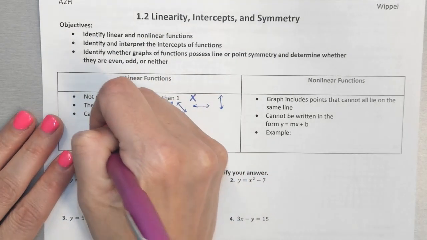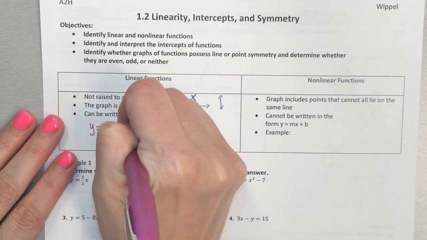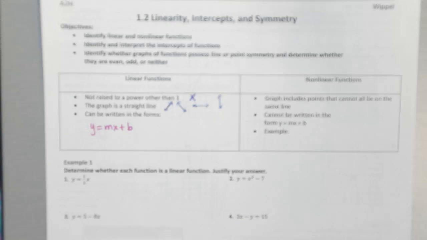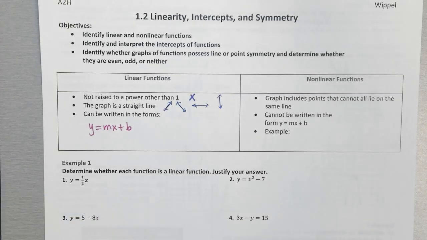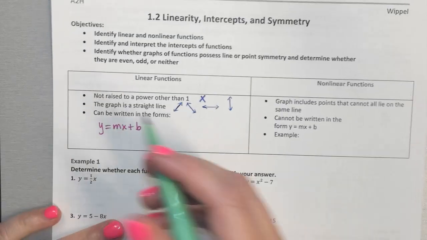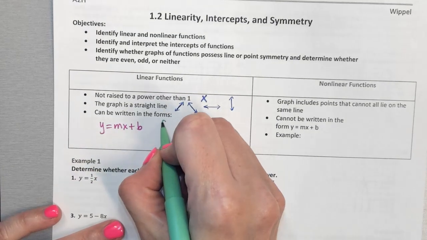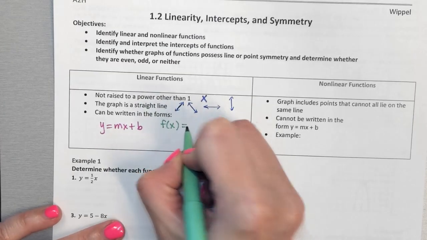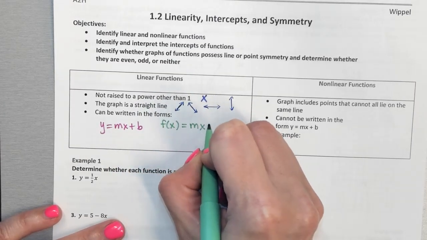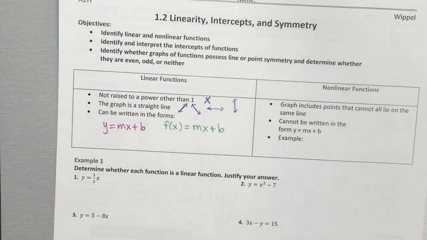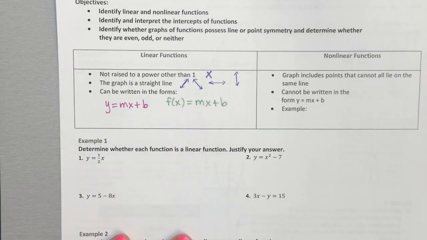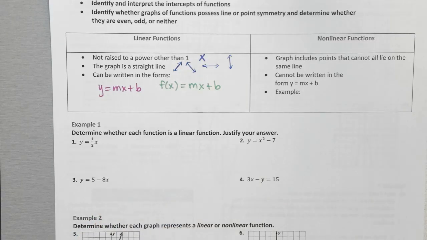Zero slope, undefined slope. And then you have two main forms of the linear function. So the first form is y equals mx plus b. That is probably what you are most familiar with. This year we're going to be using what's called function notation a lot. And that's where instead of y, you have f of x equals instead of y. But it's still the mx plus b form. Again, this is called function notation.